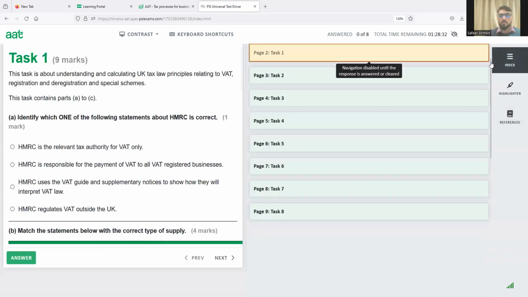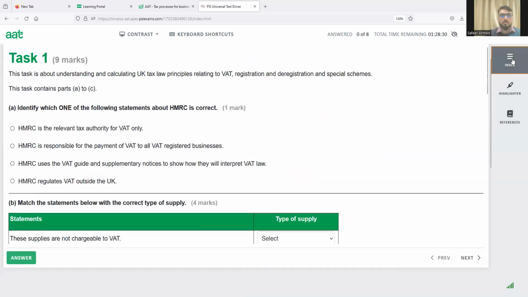Okay, so let's make a start. They normally tell you information at the top of the task: what this task is all about, what is tested as part of this task, and how many parts you need to attempt. So the first one: identify which one of the following statements about HMRC is correct.